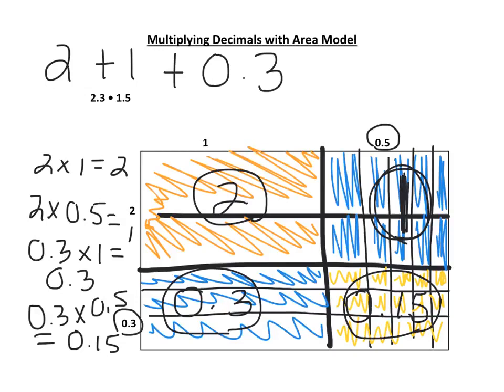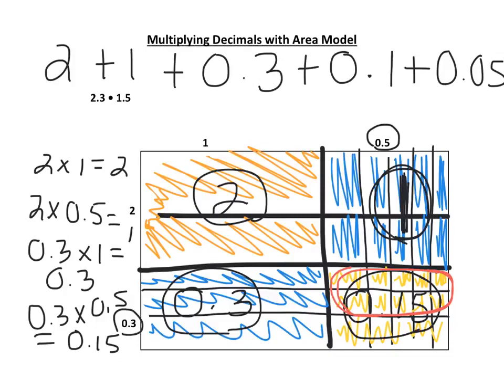Now I can further break down my hundredths. I notice that 10 of these hundredths is going to be 1/10. 10 of these are going to be 1/10. So that's going to be plus 1/10. And then I have 1, 2, 3, 4, 5 hundredths.